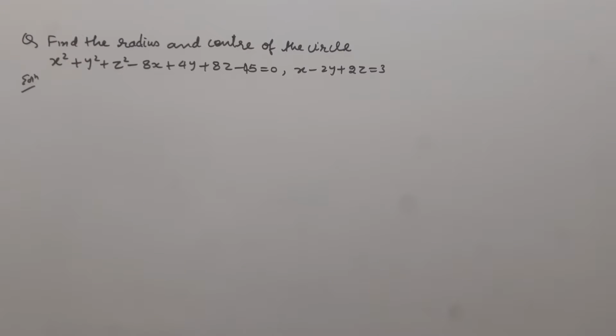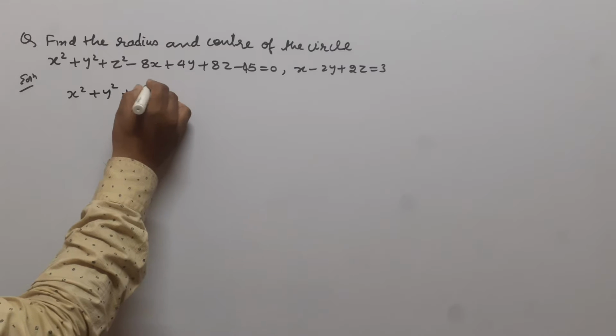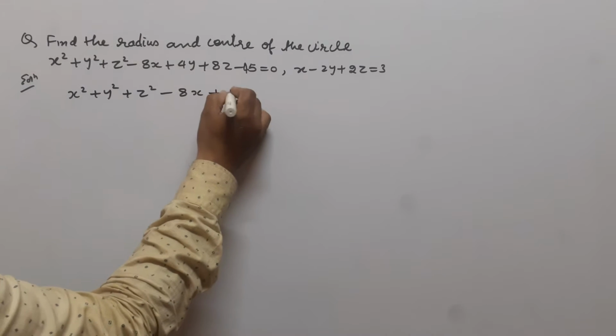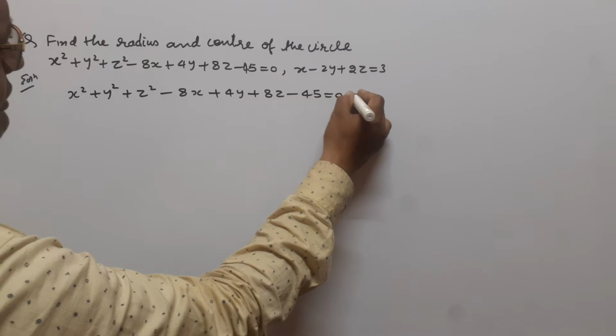Here the question is, find the radius and center of the given circle x square plus y square plus z square minus 8x plus 4y plus 8z minus 45 is equal to 0 and x minus 2y plus 2z is equal to 3. We know that this x square plus y square plus z square minus 8x plus 4y plus 8z minus 45 is equal to 0.